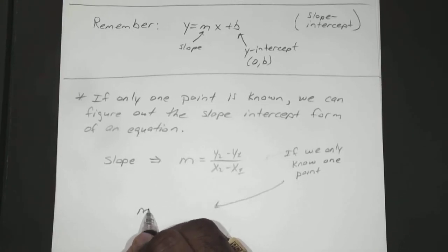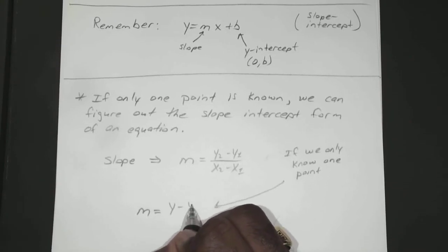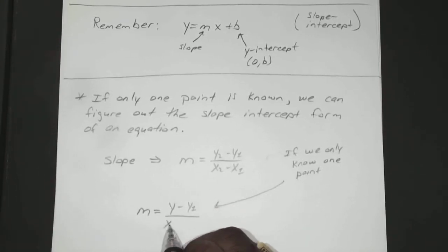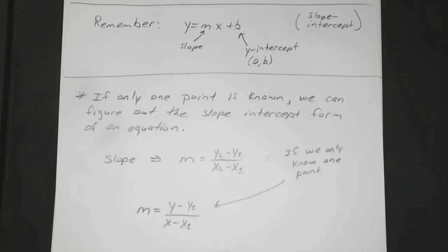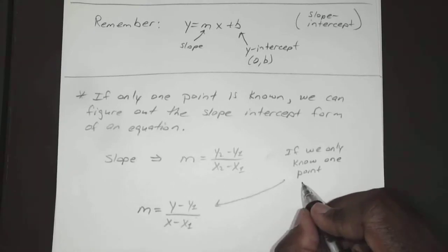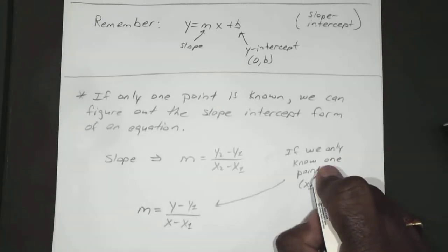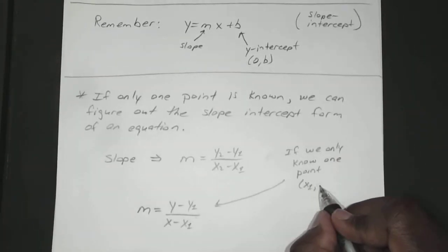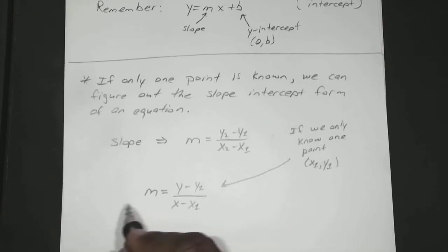So that means your slope will be equal to y minus y1 over x minus x1. Because remember, in this one we know x1, y1, and x2, y2. But down here, if we only know 1 point, that x and y is still unknown. x1 comma y1. Okay. So what if we multiply both sides by x minus x1?